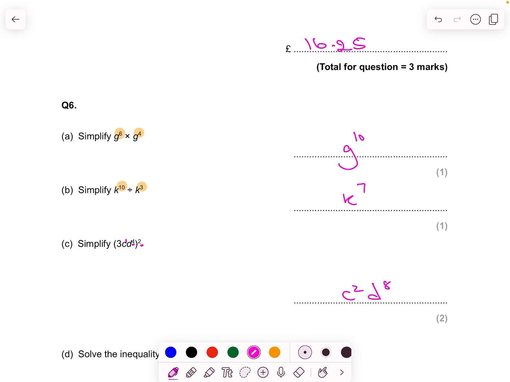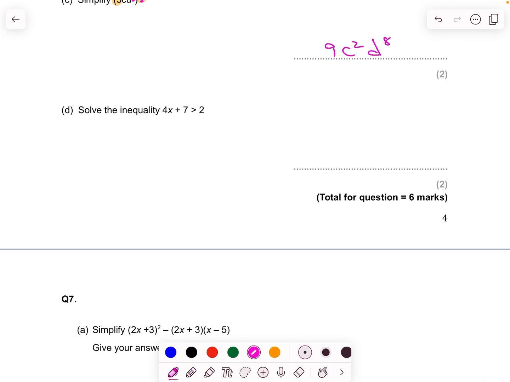You just have to remember that you also have to square the 3. Okay, so square the normal number in there. And so 3 squared is 3 times 3, which is 9. So 9c squared d to the power of 8.